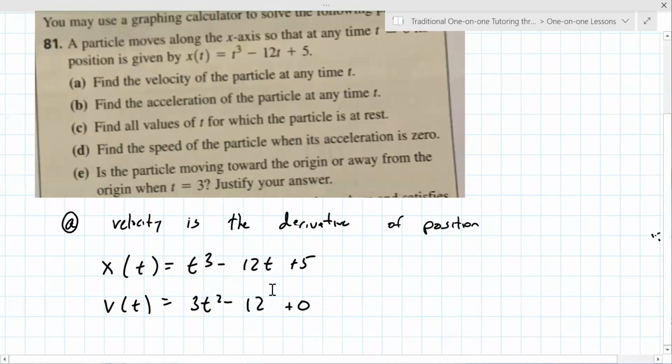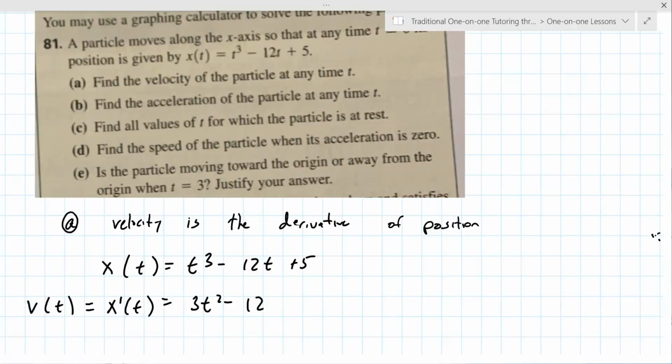Okay. Well, that was good to hear. That was good that you got the power rule down for derivatives. So some students, and I guess I should change my notation here slightly, x prime of t and v of t are exactly the same here.